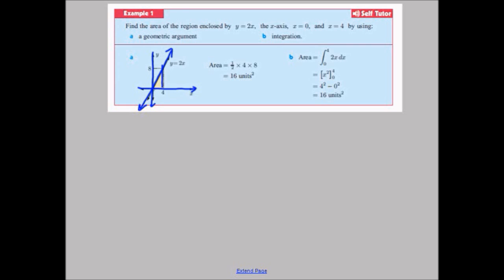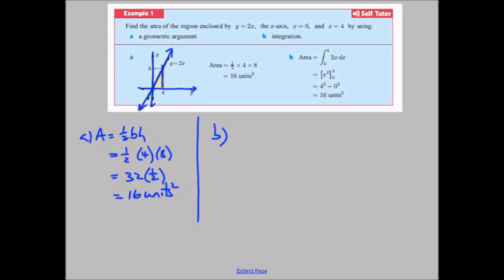So geometrically, we could say the area is 1/2 base times height because it's a triangle, and we know the dimensions of the base and the height. The base is 4, the height is 8, and so 32 times 1/2 is 16 units squared.